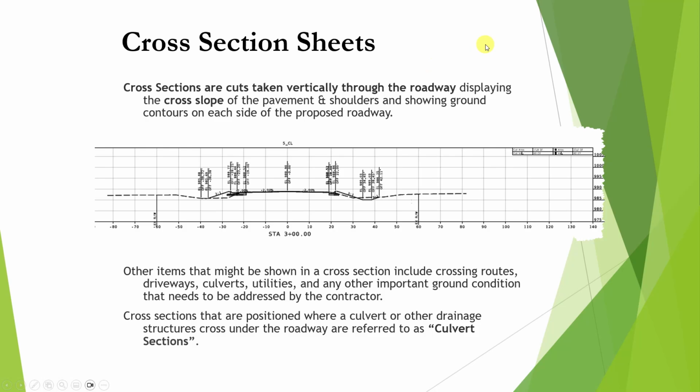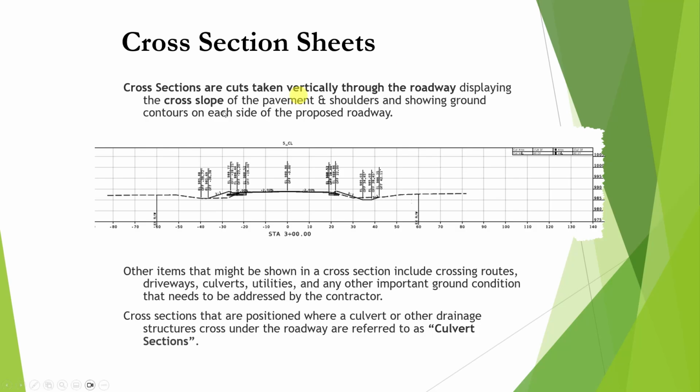Cross sections are cuts taken vertically through the roadway, displaying the cross slope of the pavement and shoulders, and showing ground contours on each side of the proposed roadway. Other items that might be shown in the cross section include crossing routes, driveways, culverts, utilities, or any other important ground condition that needs to be addressed by the contractor.